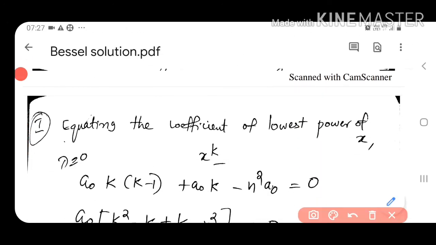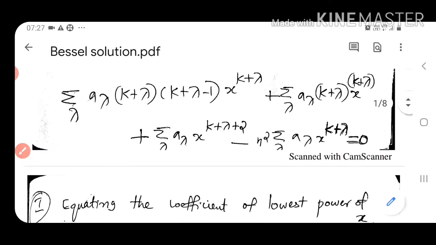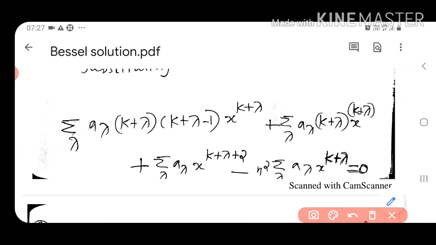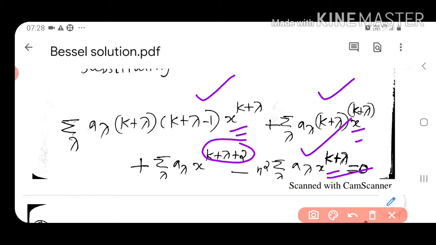Now, as we did earlier, we equate the coefficient of the lowest power of x to 0, because on the right hand side it is 0. The lowest power of x is obtained when we put lambda equal to 0. So we have x to the power k here. Here also x to the power k. Here you will have, when you put lambda equal to 0, x to the power k plus 2. Okay, so that we are not taking here x to the power k. So we will have coefficients from these 3 terms, where x to the power k.